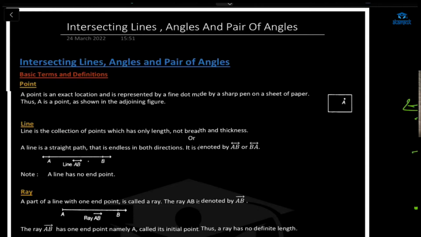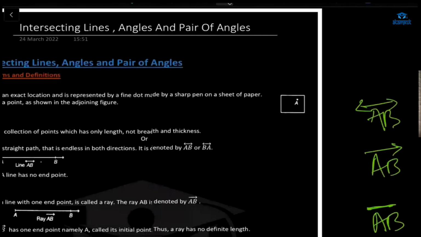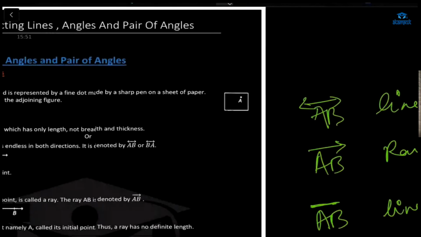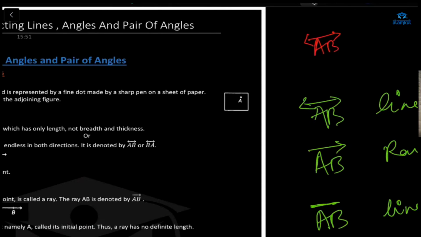In the last class, I think we discussed some of the basic definitions. Like point. Point is an exact location or a fixed location. A line is a collection of points which has only length, no breadth, no thickness. If AB is a line, then to represent it you write AB and put an arrow above it on both sides.